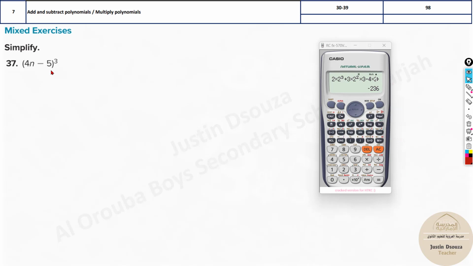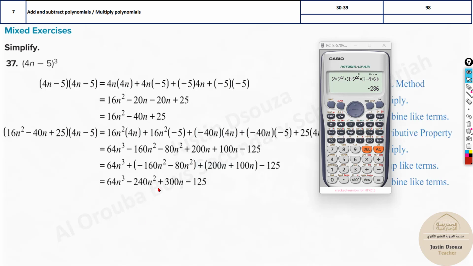Same way over here also, you can use the same identity and you'll get the answer easily. Or you can do the long method. Or the other method is the calculator method, which I told you a while ago. Let us assume n, there's only 1 over here, n.